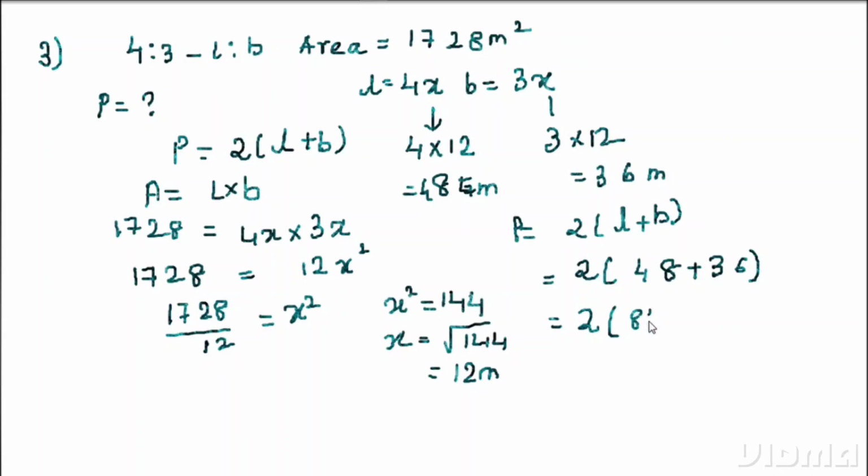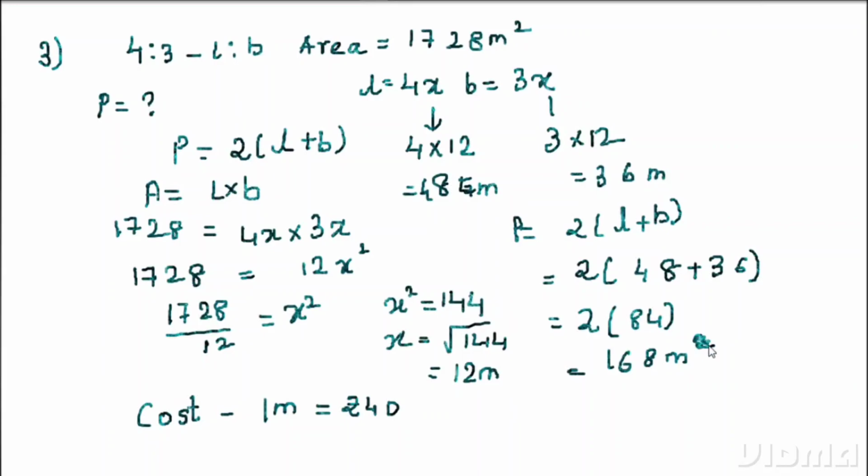So 84 multiplied by 2 gives me 168 meters. So I have found out my perimeter. Now they are telling you to find the cost of fencing this at the rate of rupees 40 per meter. They have given that the cost of 1 meter is rupees 40. So can you guess whether I have to find it in terms of perimeter?